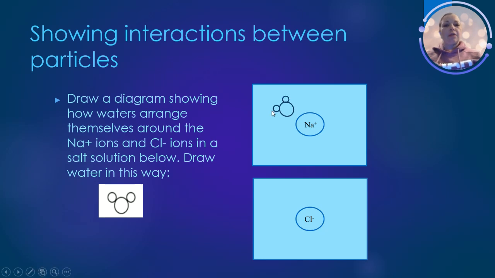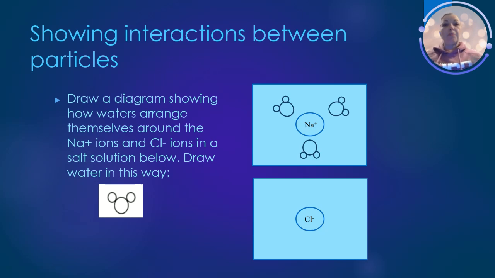So the big thing here is that we know that water has an area of partial negative on the larger atom, which is oxygen, and has an area of partial positive on the smaller atoms, which are hydrogen. And so in this case, because sodium is positive, we need to orient the water so that the partial negative end of the molecule is closer to the positive ion. And so you would see it look like this.